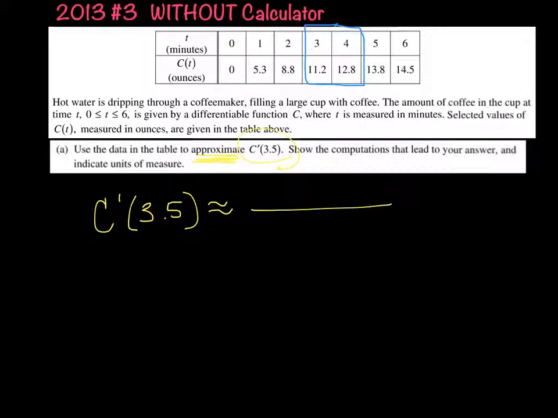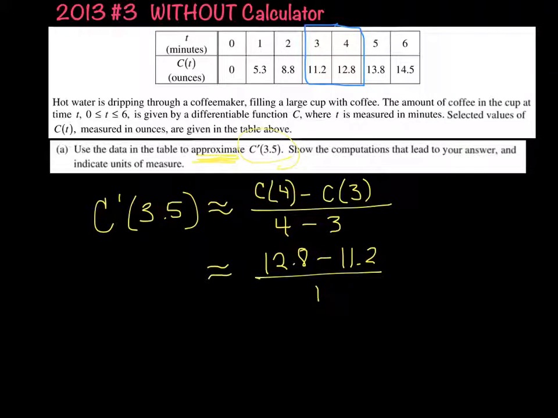Okay, so if I were to write out kind of a formula here, I would say that if I was calculating the slope, it would be the change in y for these values. So that's c of 4 minus c of 3 over the change in x's, which is, of course, 4 minus 3. And so c of 4, of course, is 12.8 minus 11.2 over 1. And so I get an approximation of 1.6.